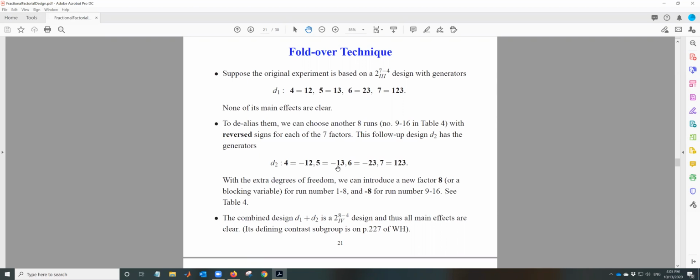And 5 equals minus 1, 3. 6 equals minus 2, 3. And then 7 equals 1, 2, 3. So this one is not inverse.